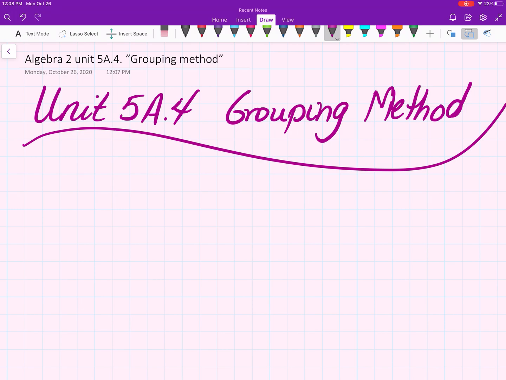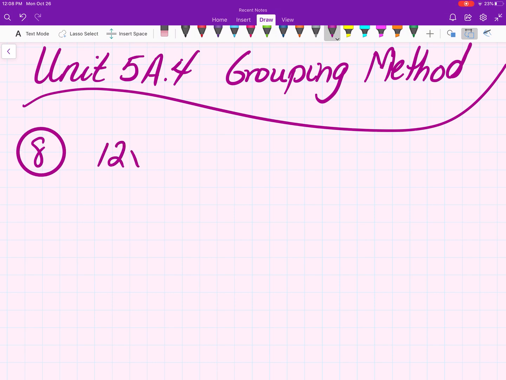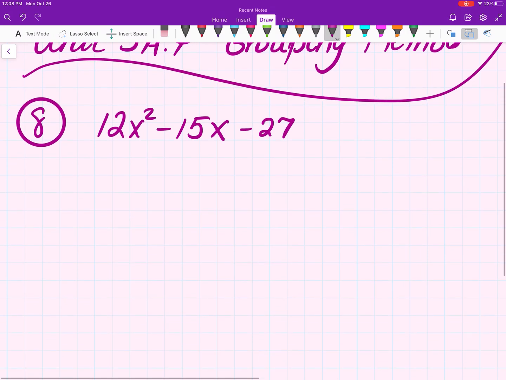Okay, so let's start. I'm going to do a couple problems, and I'm going to explain it to you as well as I can. We're going to start with number 8 from the notes, 5a.4 notes: 12x squared minus 15x minus 27. I'm going to look for my GCF to begin with to make sure it's going to make my magic x easier, so I'm going to do that.